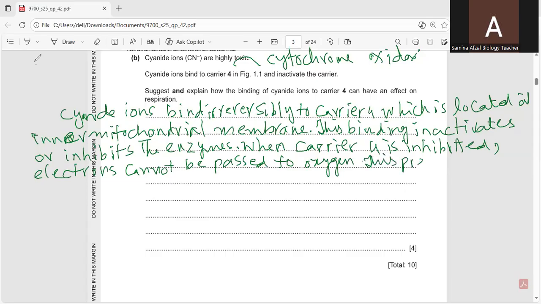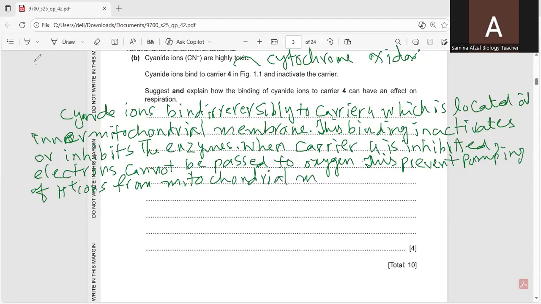This prevents pumping of hydrogen ions from the mitochondrial matrix into the intermembrane space.